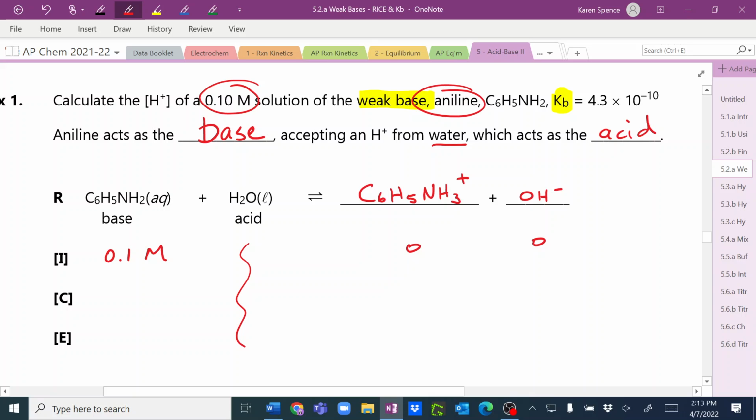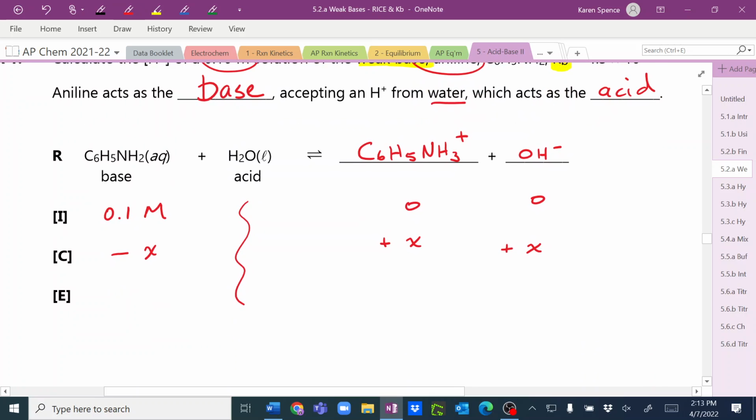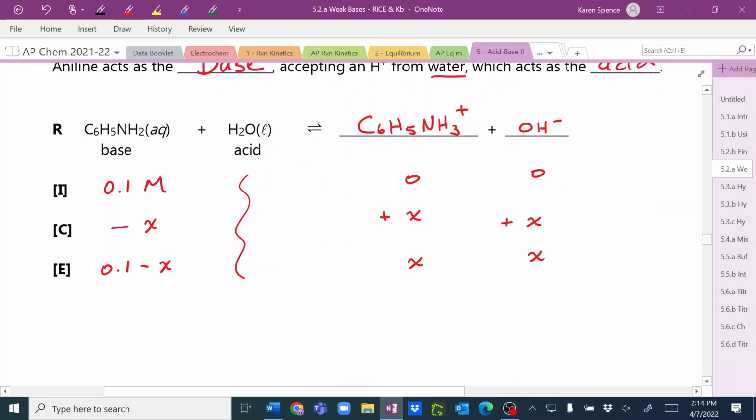What shall we do next? Plus x, plus x. And on the other side, we're going to have minus x. 0.1 minus x, x, and x. What would we do now? What would our next tool be? Yes, we can assume x is insignificant.